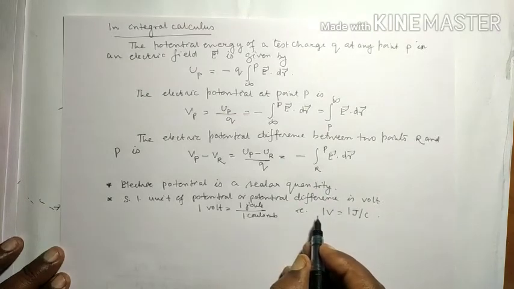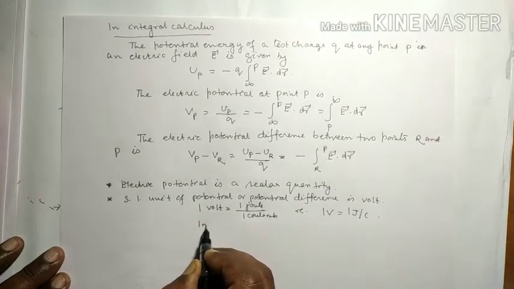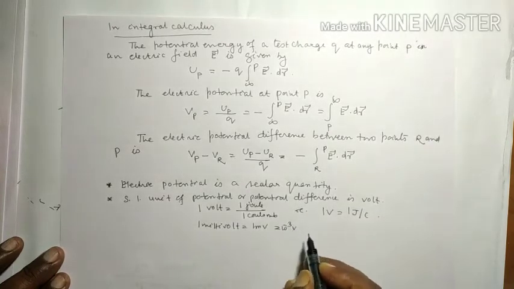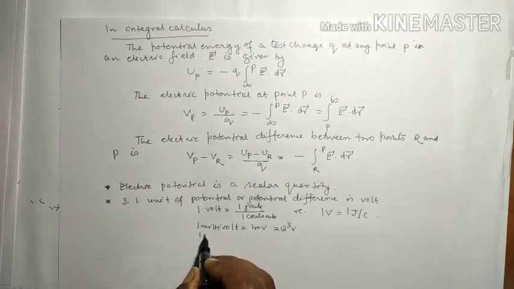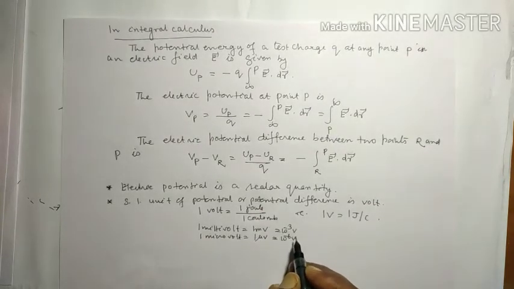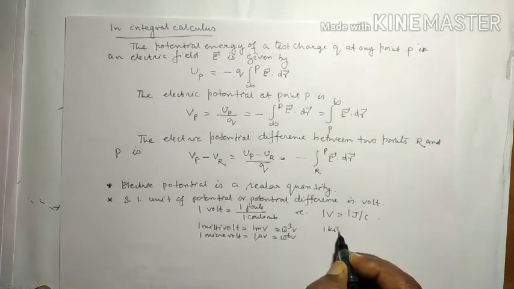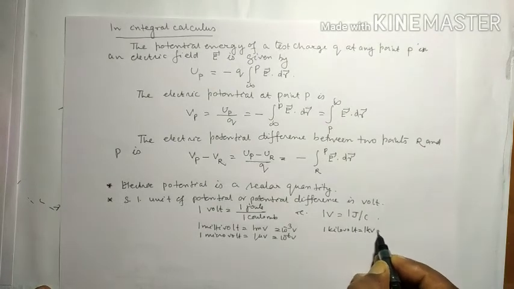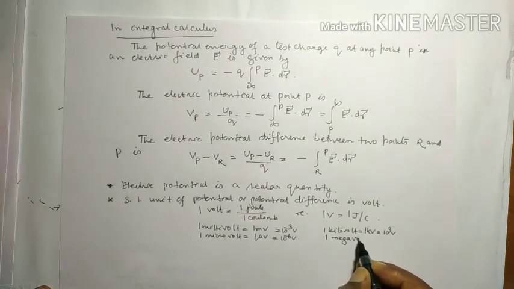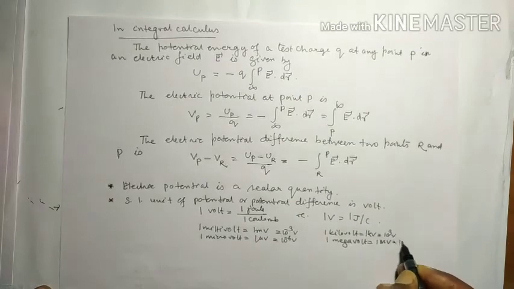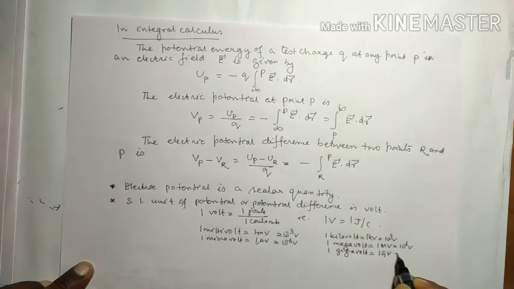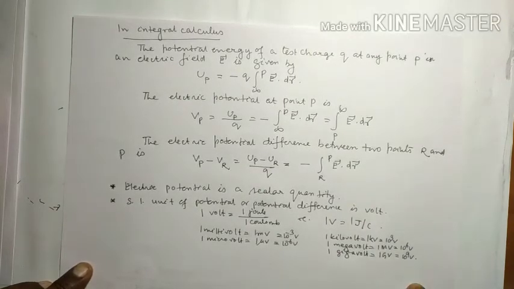So volt is a bigger unit. Smaller units are 1 millivolt, that is 10 to the power minus 3 volt, 1 microvolt, 10 to the power minus 6 volt, and bigger units are 1 kilovolt, 10 to the power 3 volt, 1 megavolt, 10 to the power 6 volt, 1 gigavolt, 10 to the power 9 volt.